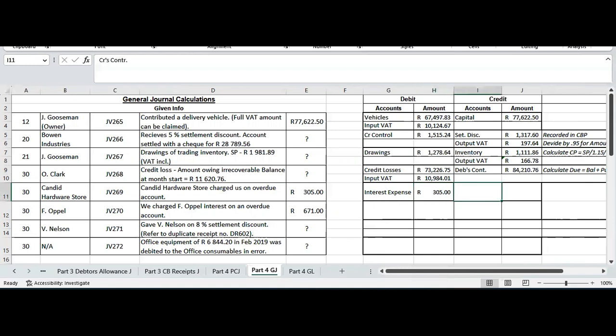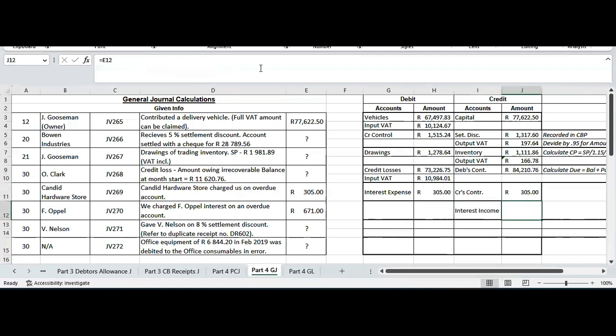And what do we credit? We have to credit our creditors control, because our individual account at Candid Hardware Store has now increased, because somebody didn't pay when they were supposed to, and now we are paying interest on that, and the amount will be exactly the same. They put these two directly under each other so that we can understand. There, Candid Hardware charged us interest. In the next one, we are charging Mr. F. Oppel interest. So what is happening here? It is an interest income that we have now.